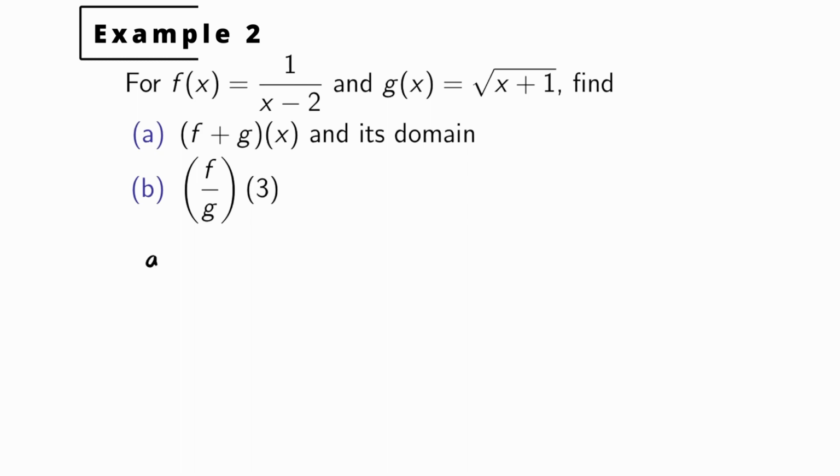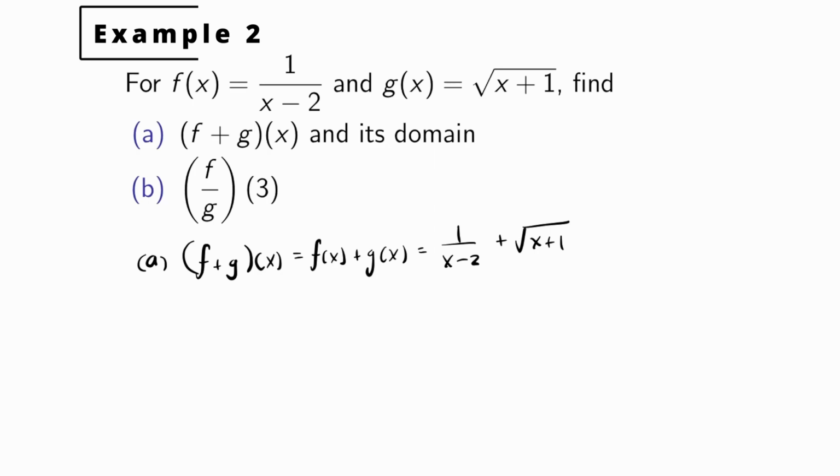so we define a new function f plus g, its value at x is the sum of f of x and g of x. So this just becomes 1 over x minus 2 plus the square root of x plus 1. As far as simplification goes, that's fine. That's as simple as we need it to be.